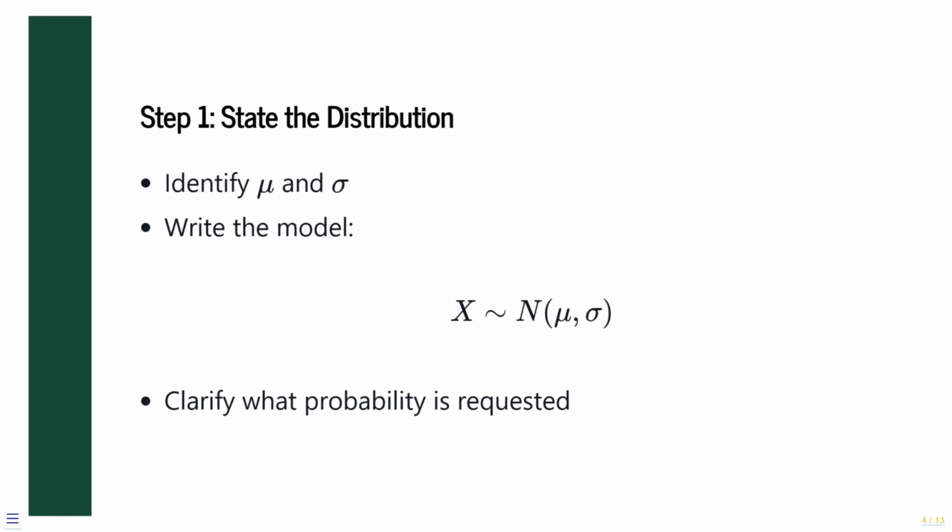We now outline the overall step-by-step procedure. The first step is to clearly state the distribution and identify the mean and standard deviation. Writing the model explicitly helps prevent mistakes later. It also forces us to think carefully about what random variable we are working with and what probability the problem is asking us to compute. Skipping this step often leads to confusion, so it is a good habit to always begin by stating the model.